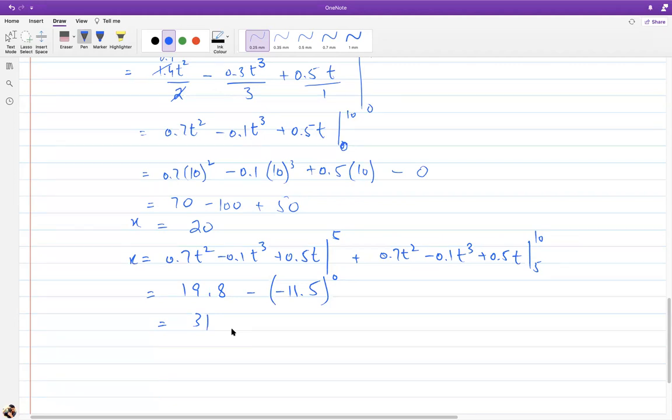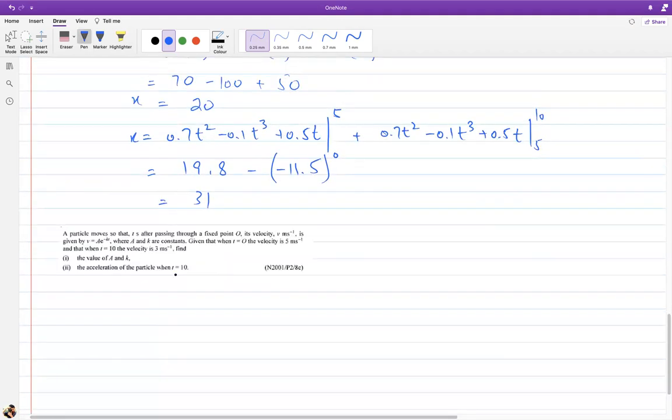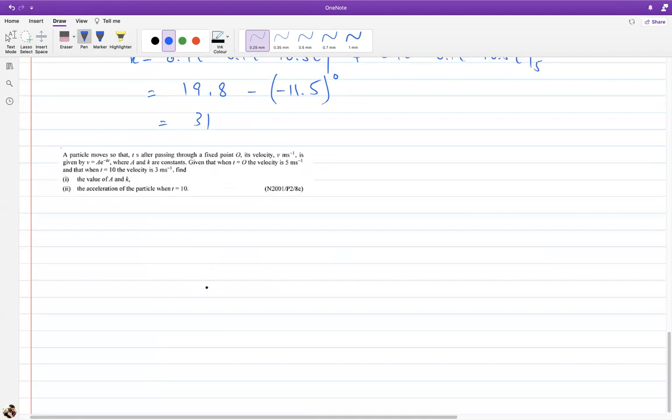This one is a really old question. I don't have the most recent book right now. Okay. A particle moves so that t seconds after passing through a fixed point, its velocity is given by this. So v is a e to the power minus kt. We don't have a, we don't have k. All right. When t is 0, velocity is 5, and when t is 10, velocity is 3.